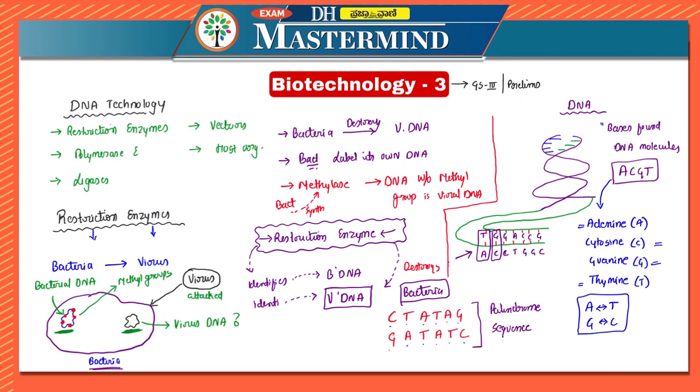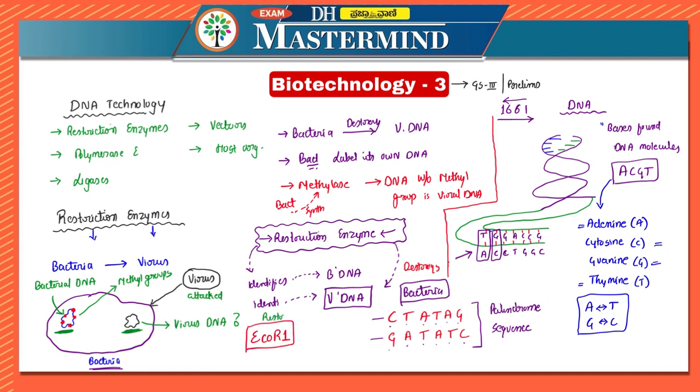Now what is a palindrome? For example, 1661. This is a palindrome because if I read it from this side or from this side, it is 1661. In this case, there are pairs, so it is called a palindromic sequence. Now this sequence is recognized by the restriction enzyme. An example of a restriction enzyme is EcoR1.